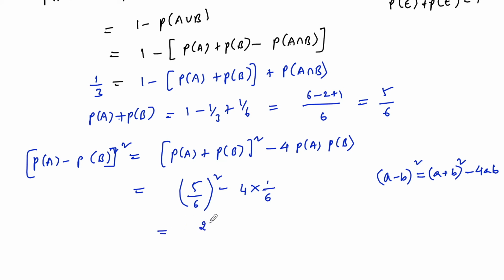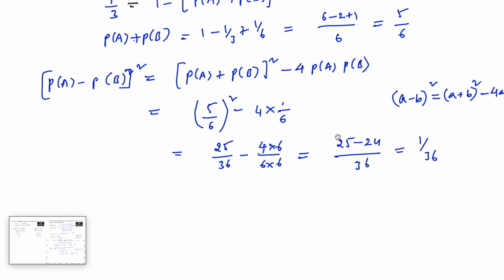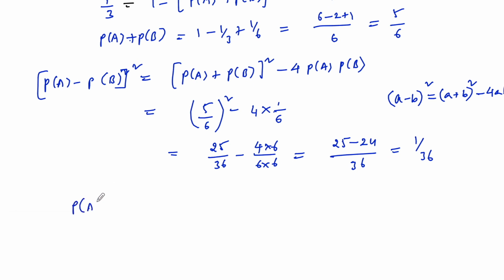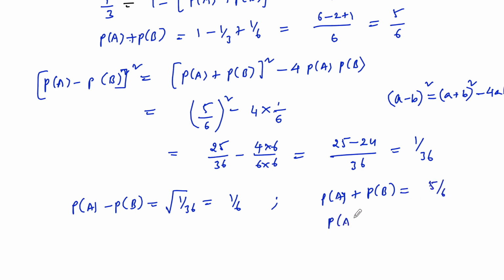So which is equal to 25 by 36 minus 4 into 6 upon 6 into 6. That is 25 minus 6 fours are 24 divided by 36, that is 1 upon 36. So P of A minus P of B is equal to square root of 1 upon 36, that is 1 by 6. So by solving, P of A plus P of B is equal to 5 by 6 and P of A minus P of B is equal to 1 by 6.